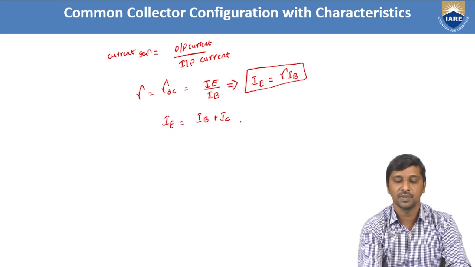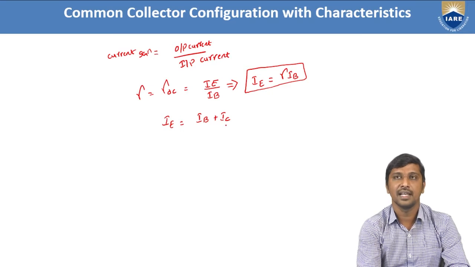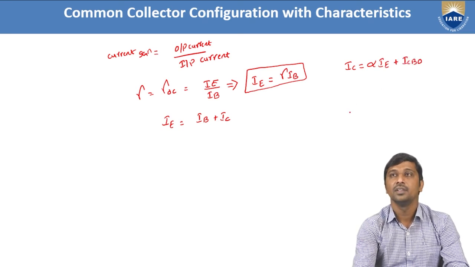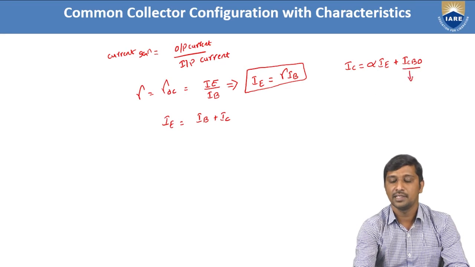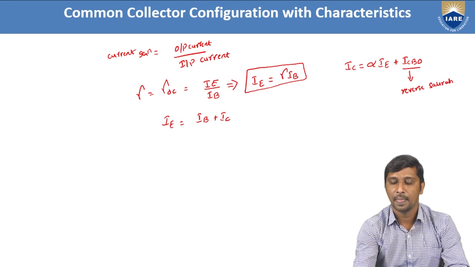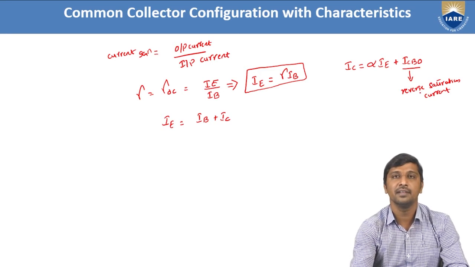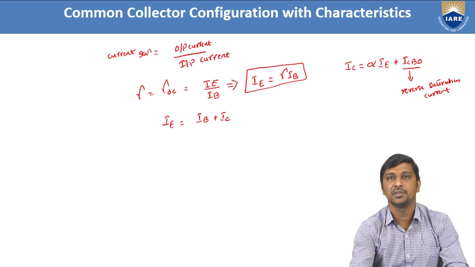Suppose we want to write this, we need to replace IC in terms of the base current. And we know, again from the transistor construction, that IC is represented as alpha times IE plus ICBO, where ICBO is the reverse saturation current. The reverse saturation current is observed when the collector-base junction is reverse biased.